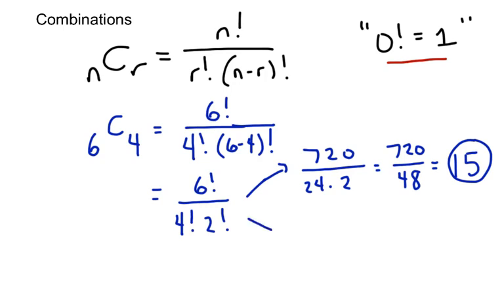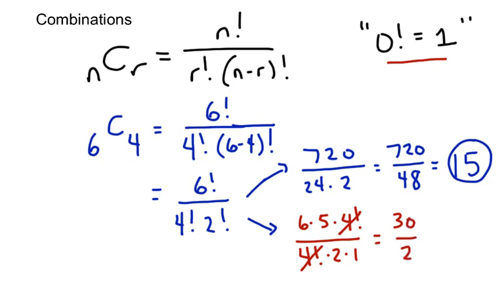The other approach is to say, well, this is, oh, I want to use a different color. Hang on a second. Which is 6 times 5 times 4 factorial. On the bottom, I've got 4 factorial, and I'm going to go ahead and write that 2 factorial out as 2 times 1. I can cancel the 4 factorials, and so now on the top I can see that I've got 30, on the bottom I've got 2, and so I end up with 15. Either way, I arrive at that same answer. You should do the one that's comfortable for you.